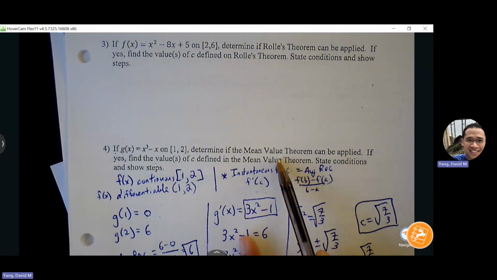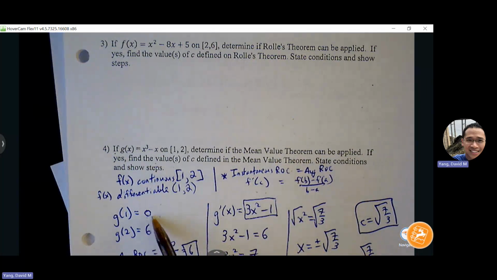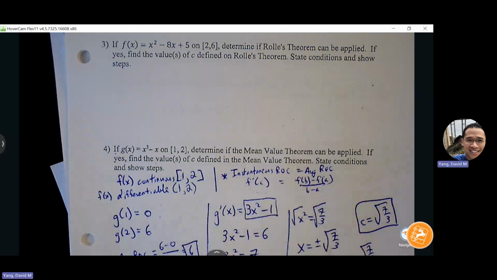So then, yeah, these would both have to be 6, or they both have to be 0, or the same y value. So this one would not work for Rolle's theorem, but this one works for mean value theorem. But if they were the same, it would still work for mean value theorem. Mean value theorem has a bigger umbrella. It can take on Rolle's theorem, but Rolle's theorem is very specific.